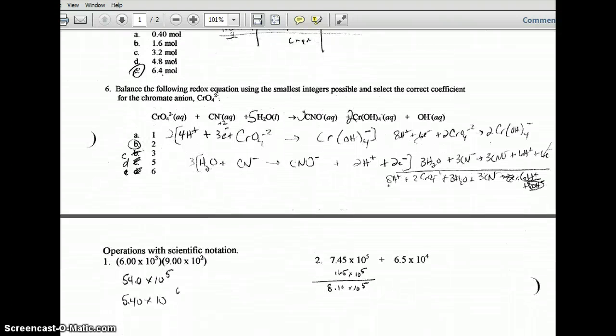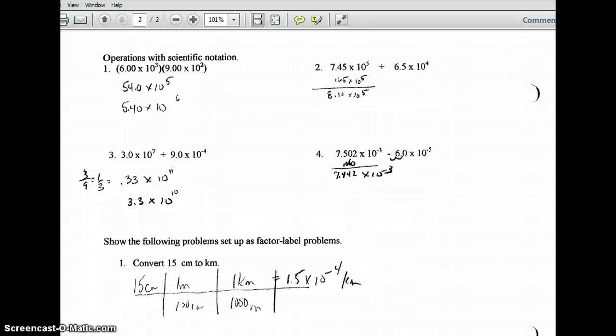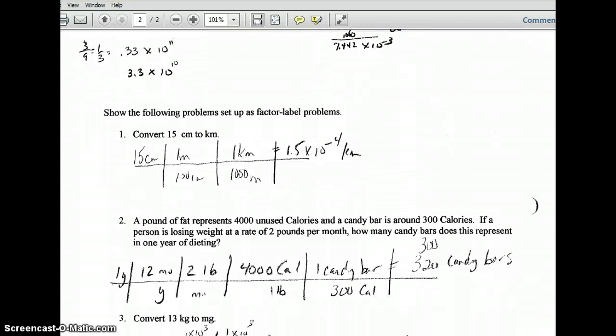On the back is just some practice operations with scientific notation. I think that's an important concept for you to be able to do. And again, you might need to review your rules for that, but there is a math handbook in the back of your AP book if you need to review those rules at all.